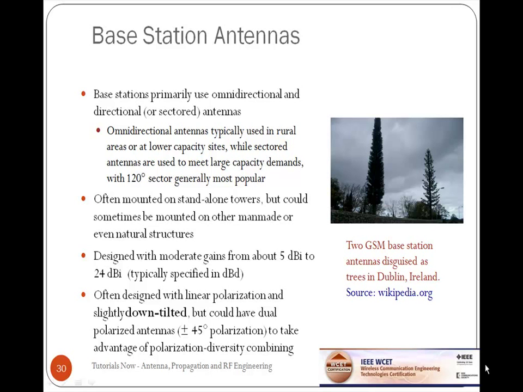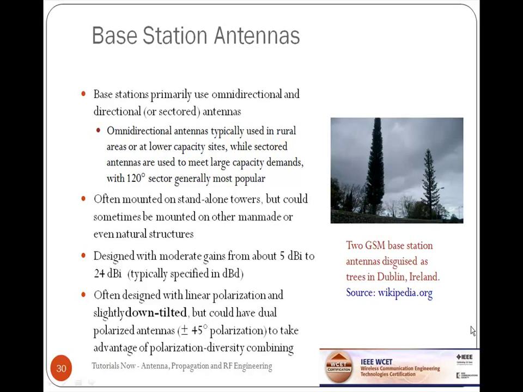Base stations primarily use two types of antenna, omnidirectional and directional or sector antenna. Omnidirectional antennas are typically used in rural areas or at lower capacity sites where sectoring is not required. Most urban and suburban cellular base stations are sector antennas that must meet large capacity demands, with the 120 degree sector generally the most popular.